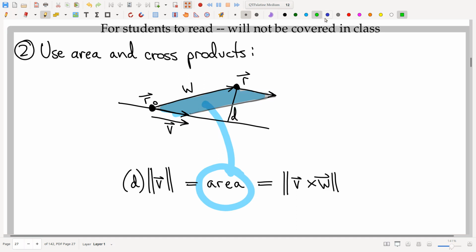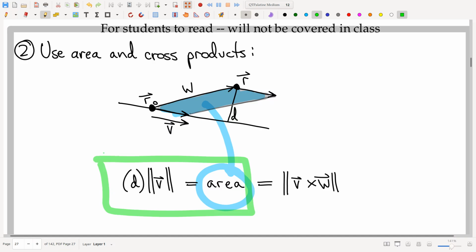The first argument I'm going to make is an old high school geometry argument. If you want to know the area of a parallelogram, it's the height times the area of the base, right? It's an old news formula from high school geometry. Make sure you're comfortable with that. So we write that down.